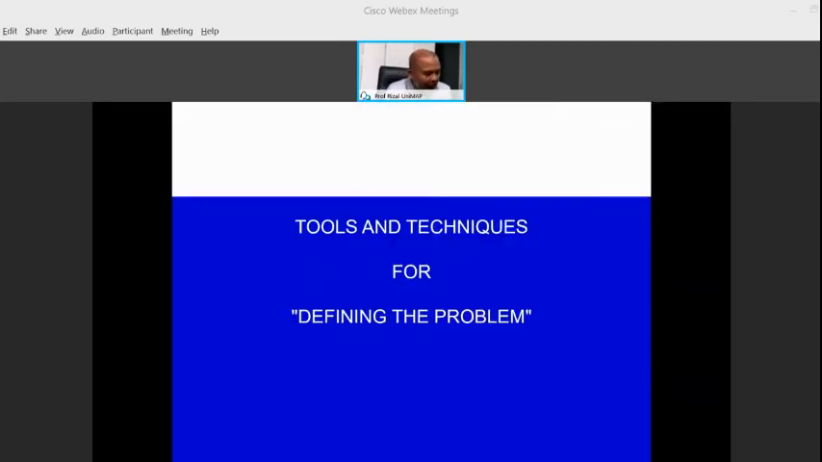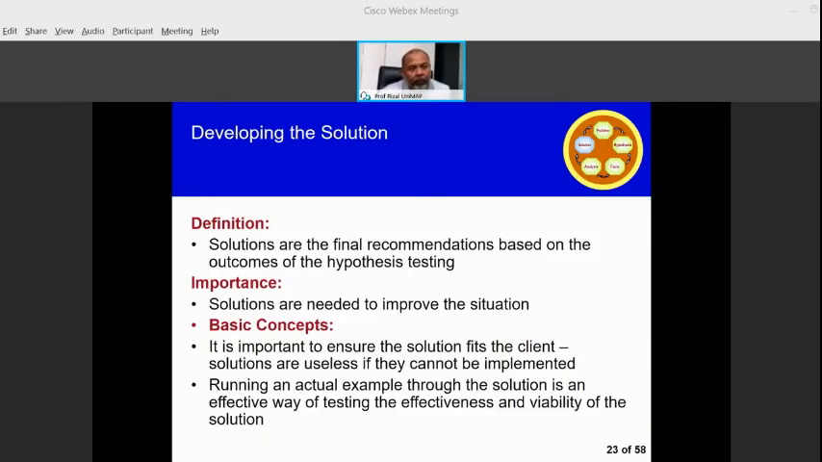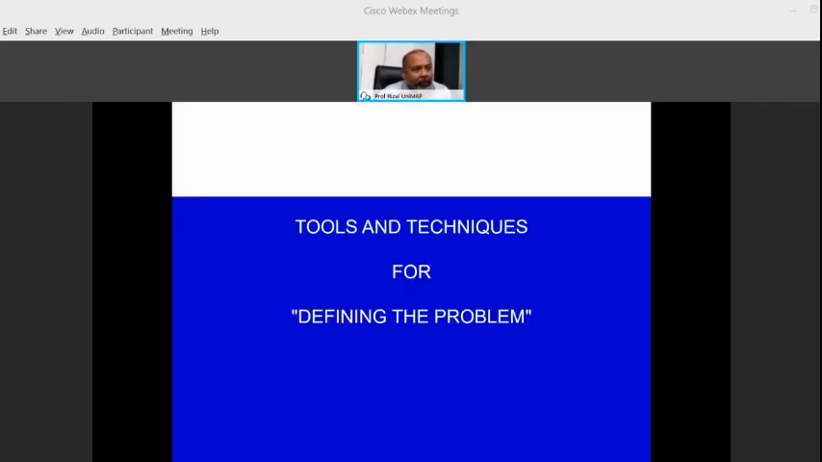I think we may not have time to go through all the tools and techniques, but of course the rest of the slides will talk about potential tools and techniques that we can use to define the problem, etc.